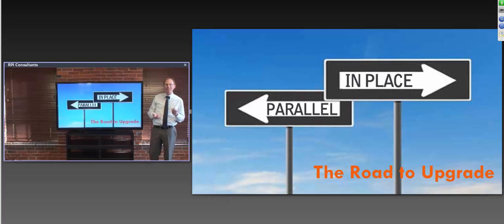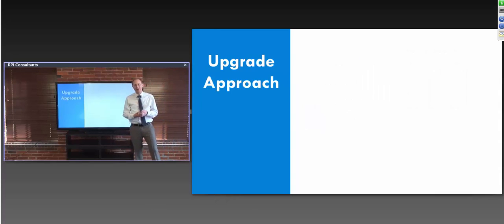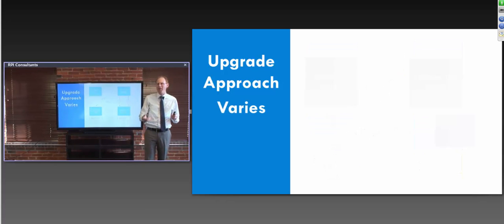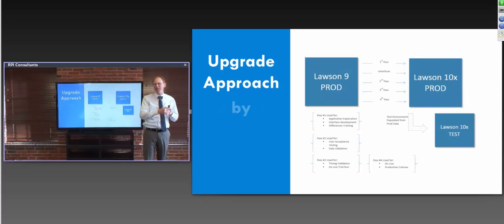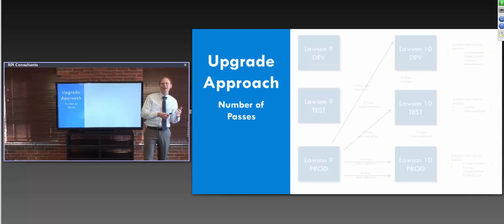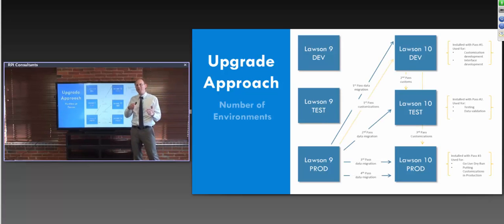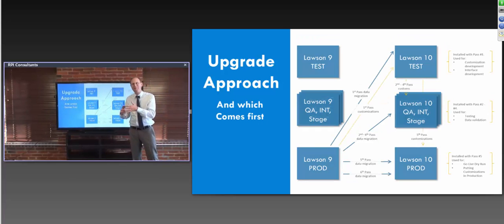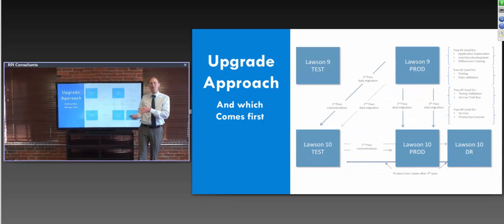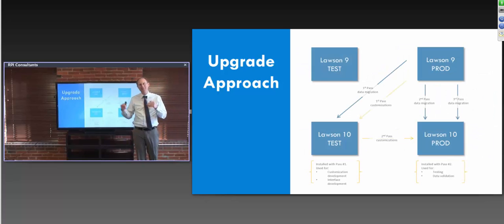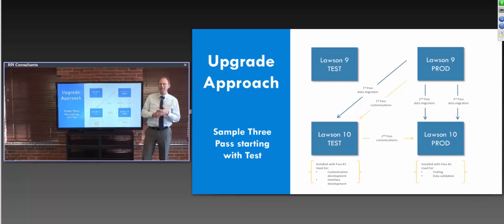So what does a parallel upgrade approach really look like? Well, the answer is that it really depends a lot on your environment, on your goals for moving to 10. How would you like your environment to look? Different or the same? What works for you now in Lawson 9? What would you like to change or improve upon going to Lawson 10? Do you want to do a production first or test first? I could talk through the pros and the cons of each method.